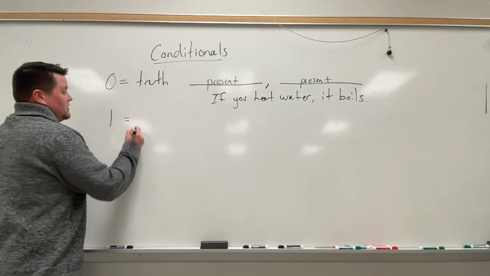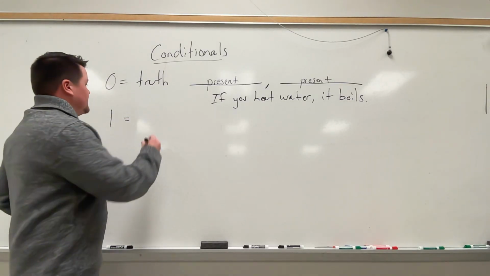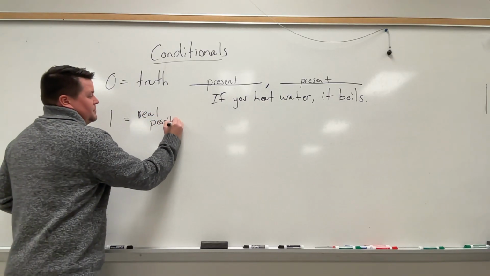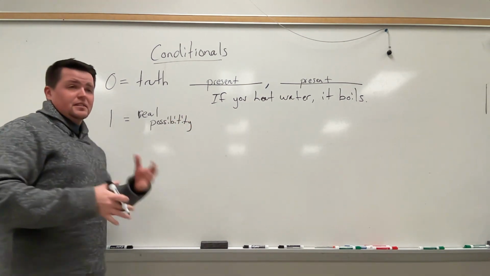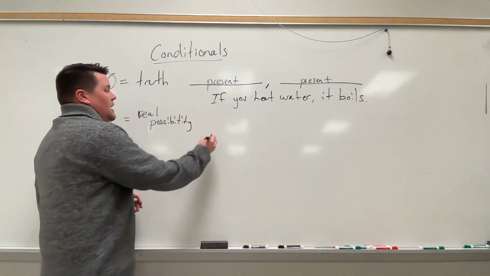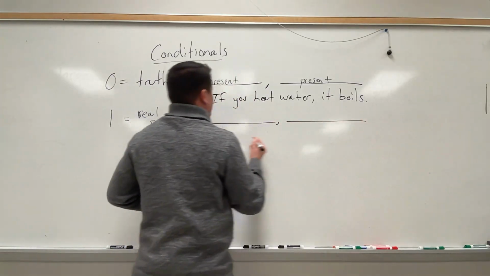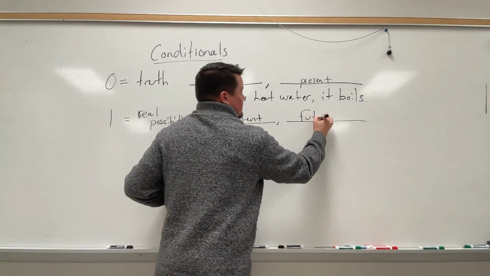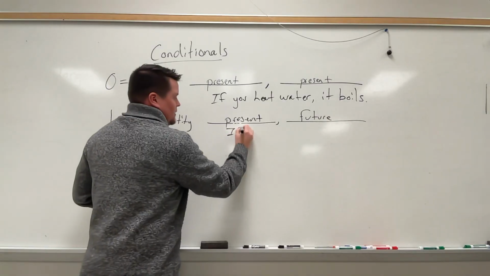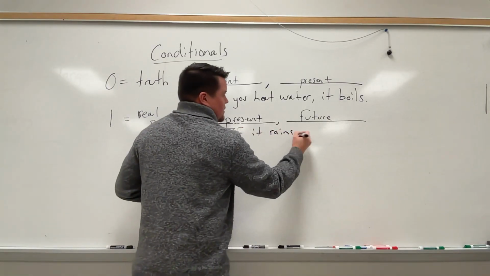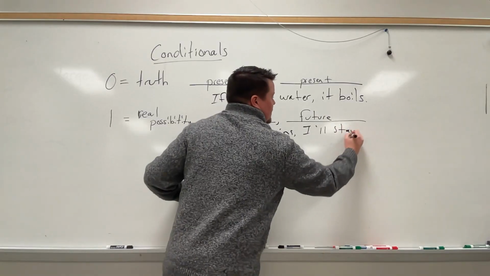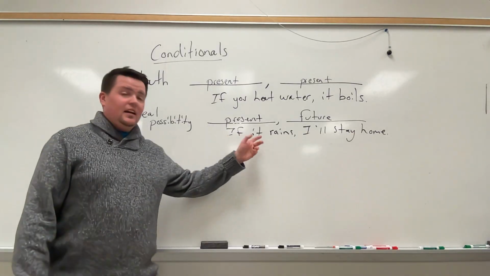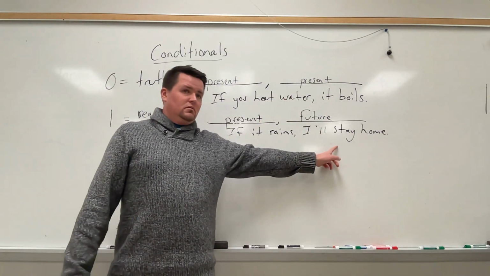Now, the first conditional is something that we use very often. The first conditional is about real possibility. So these are things that we believe can really happen. For this one, we use the structure of present and future. So if it rains, I'll stay home. All right, so we have our condition here, and if this condition is met, then we'll do that.